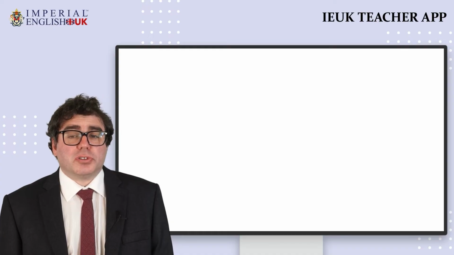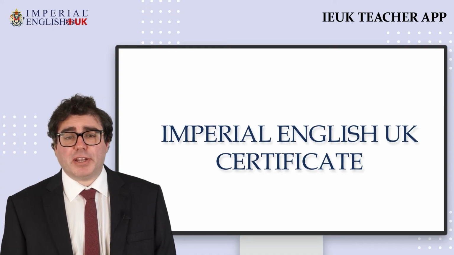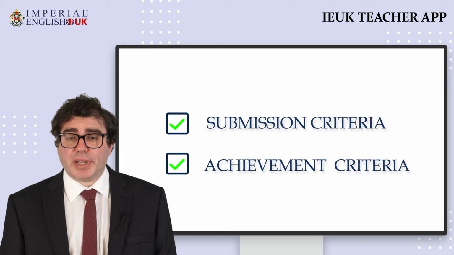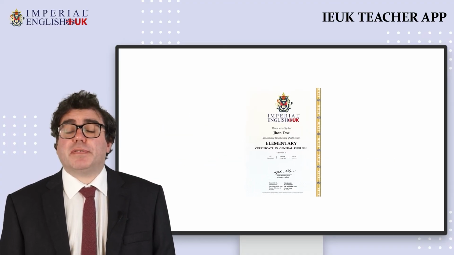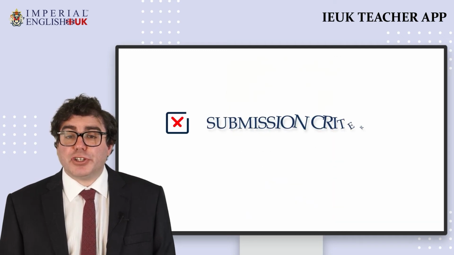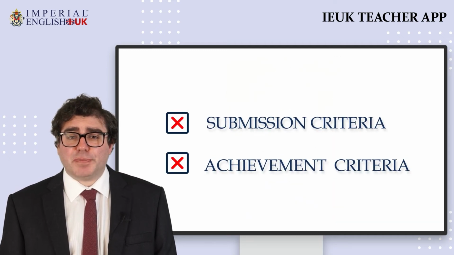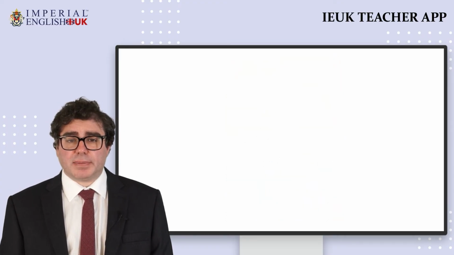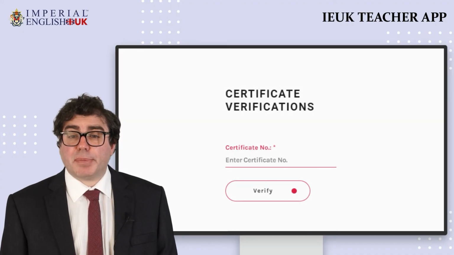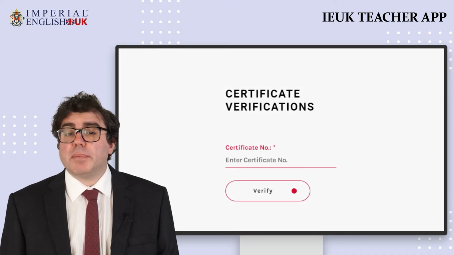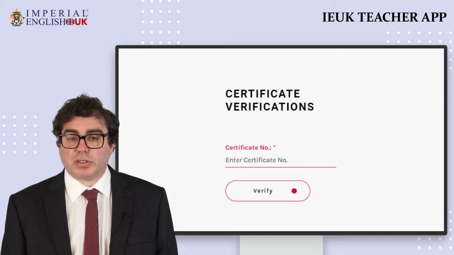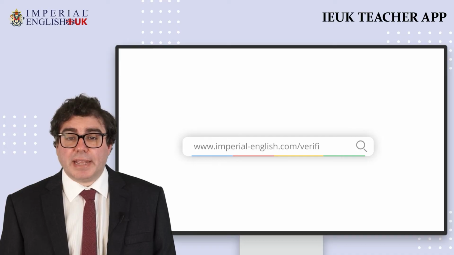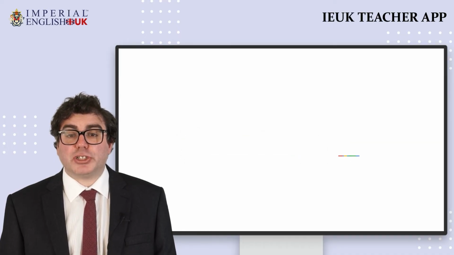Every student on the course receives a certificate to show participation. If the student meets both the submission and achievement criteria, they pass and are issued with a certificate of achievement. If the student doesn't meet both the submission and achievement criteria, they fail, but will still be issued with a certificate of attendance. All issued certificates can be verified online on this link by typing the certificate number into the box: www.imperial-english.com/verification.